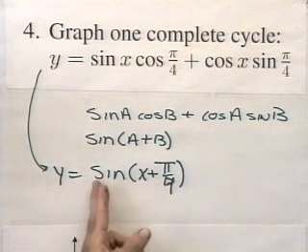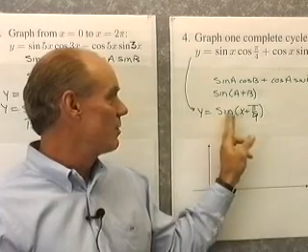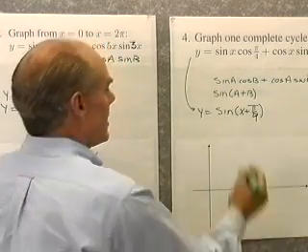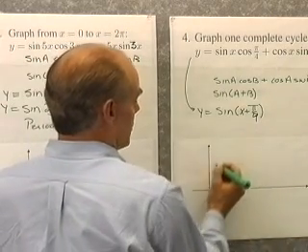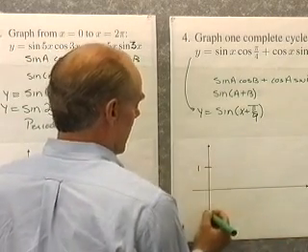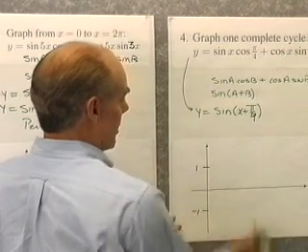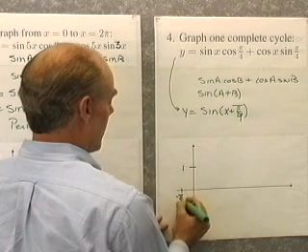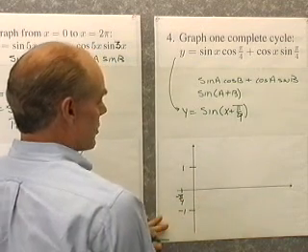So I have the equation y equals sine of x plus pi over 4. Now this is going to be a sine curve. It's going to have an amplitude of 1, a period of 2 pi, and it's going to have a phase shift of negative pi over 4. So I want an amplitude of 1. It's going to go up to 1, down to negative 1. It's going to have a phase shift of negative pi over 4. So I'm going to put negative pi over 4 in right here. That's where the curve will start at.